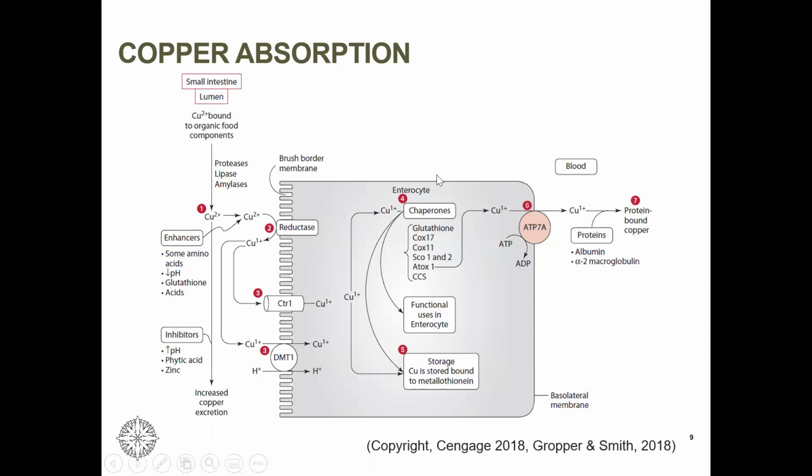Then copper comes to the basolateral layer. Here we have an energy-dependent transporter called ATP7A. This one transports it to the blood, and in the blood, copper is always bound to protein, albumin or macroglobulin. Then it goes to the liver, where it gets attached to ceruloplasmin, which is its main transporter in the blood.